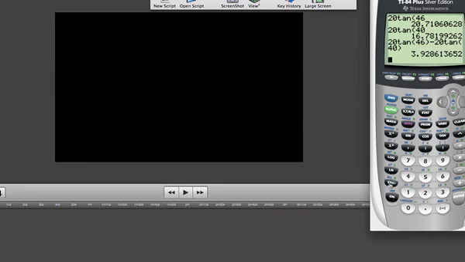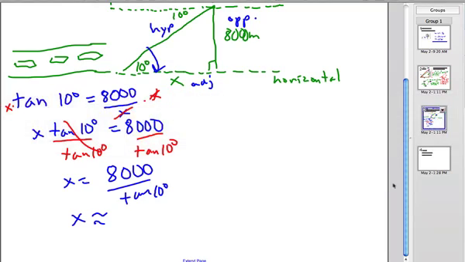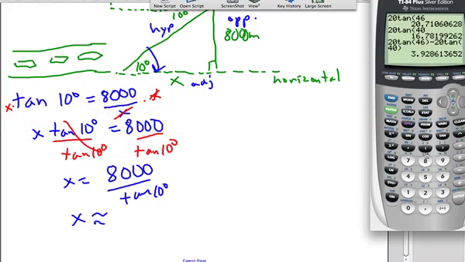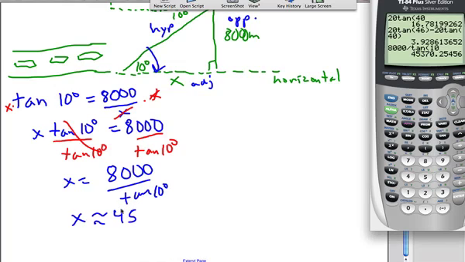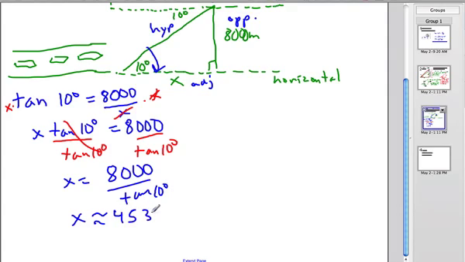I get, just a second. Okay, so I get 8,000 divided by tan 10 equals, and I get 45,370 meters. So basically when you're about 45 kilometers out, the airplane should begin its descent.